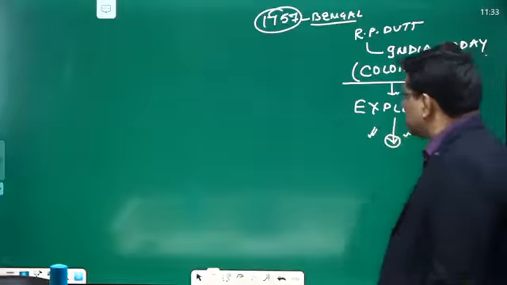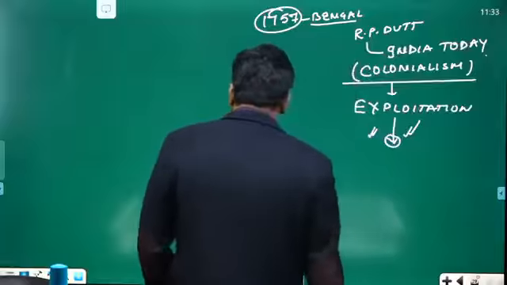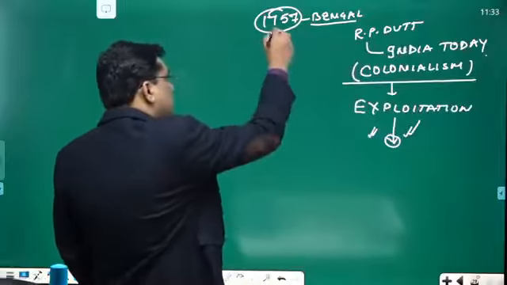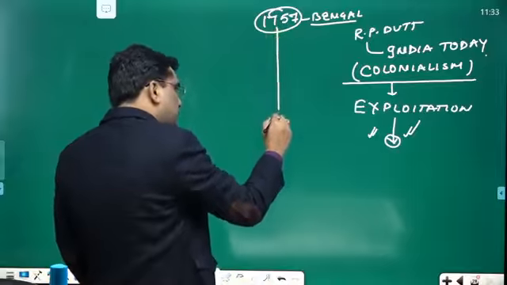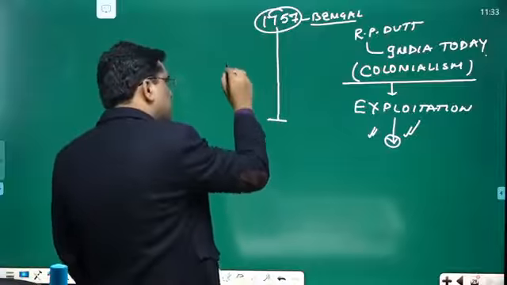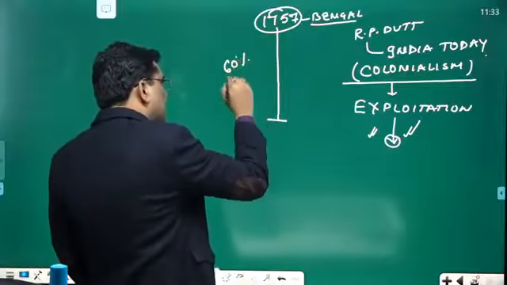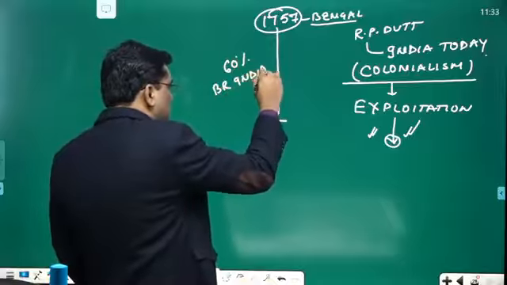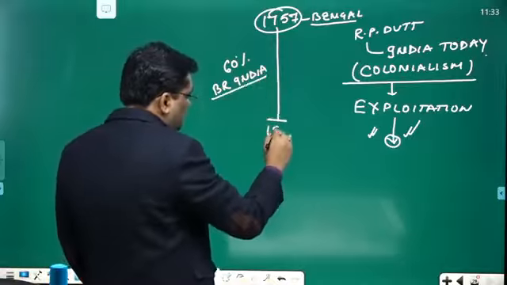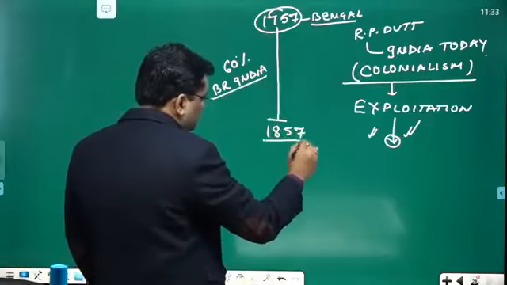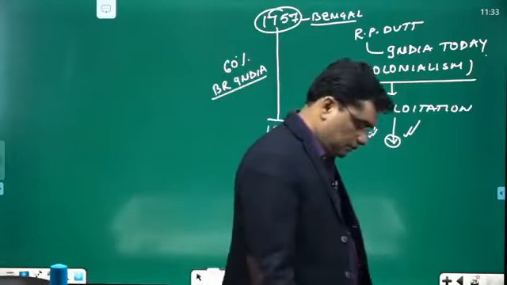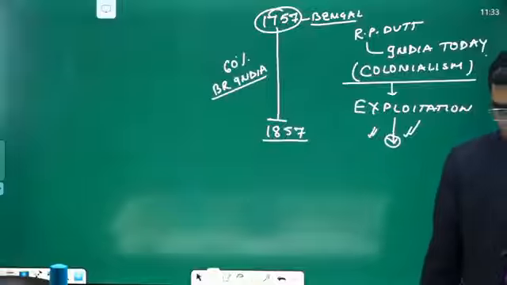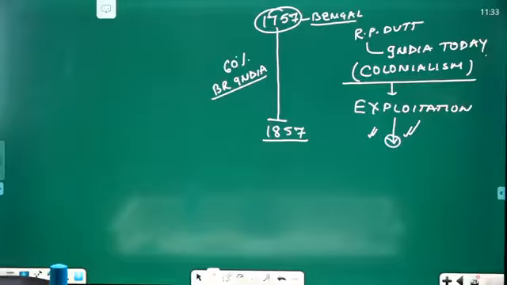So in 1757 colonialism had started, and the East India Company captured 60% of India and it became British India. 60% of India became British India in 100 years, from 1757 to 1857.